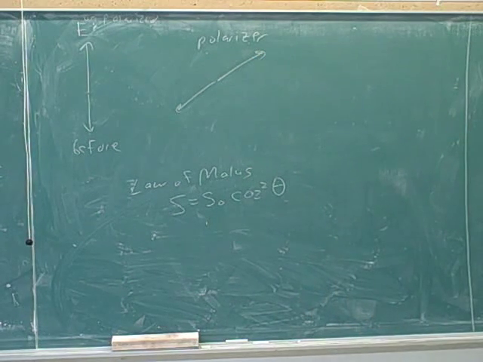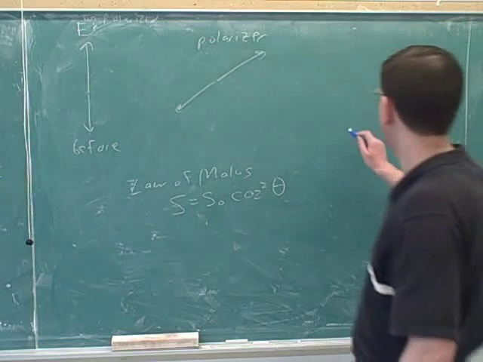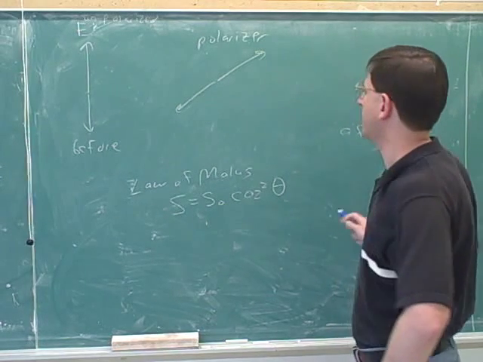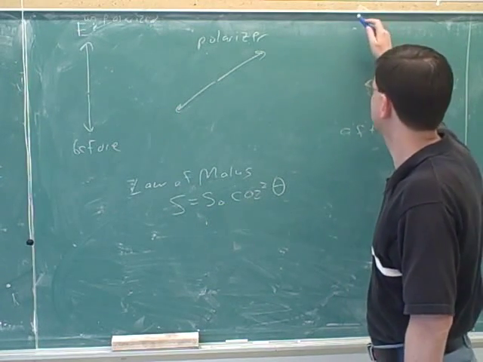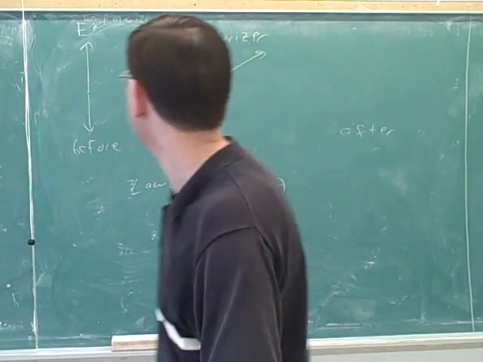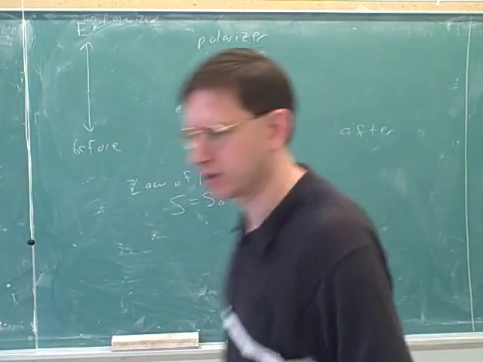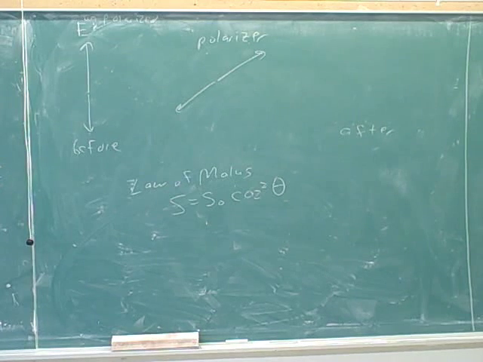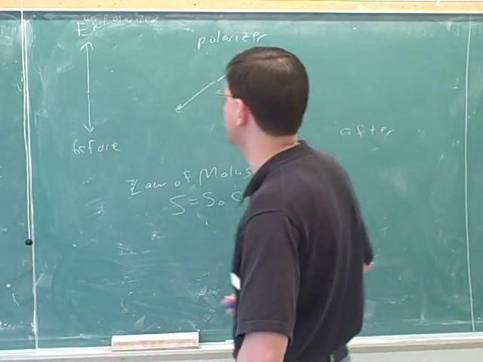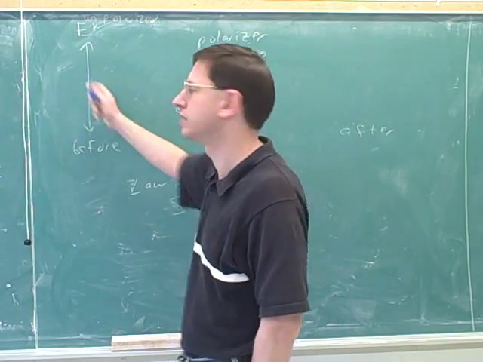Okay. First of all, let's just draw what the light will look like. Just draw what direction it will be oscillating in afterwards. The same direction as the polarizer. And is it going to have greater or smaller amplitude than in this picture?